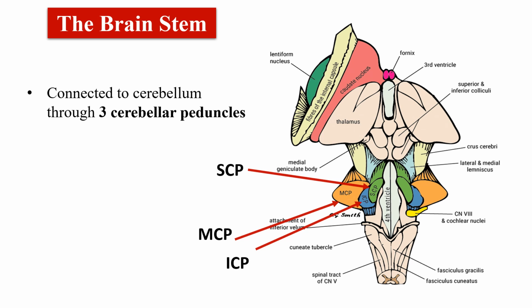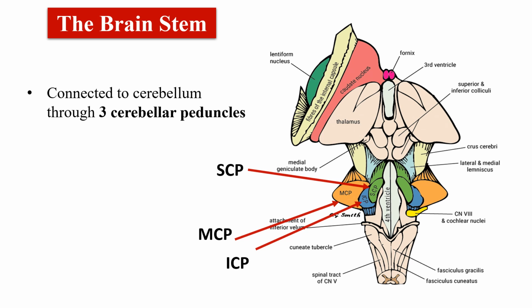You must know at first that the midbrain, pons, and the medulla are connected to the cerebellum through three peduncles. What about peduncles? There are three peduncles in our central nervous system called the three cerebellar peduncles.